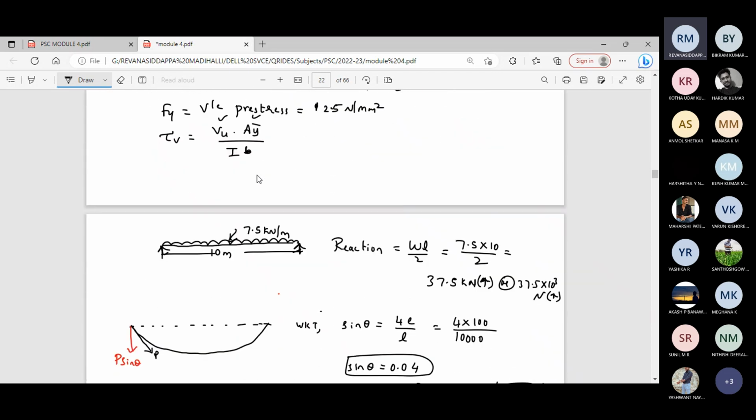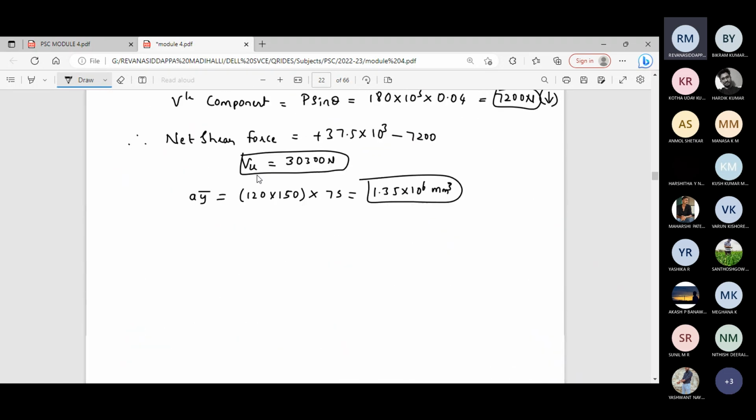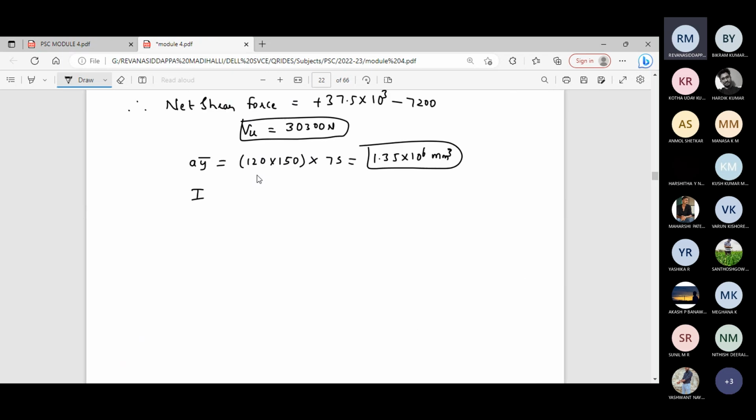Next, we need the value of moment of inertia I, correct? We know the formula I is equal to BD cube by 12. So B, width of the beam, is 120, depth of the beam is given as 300, cube, divided by 12. It is 270 into 10 power 6 mm to the power of 4. The width of the beam, 120 mm, is also required.